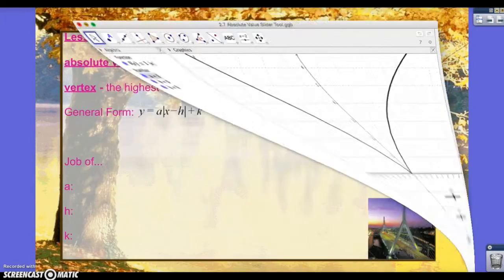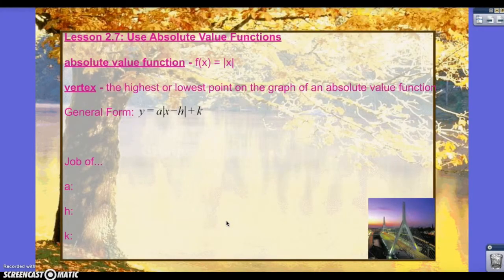All right, so let's start to fill out the notes here now that we saw the slider. Absolute value function, f of x equals absolute value of x. Vertex, the highest or lowest point on the graph of an absolute value function. And we saw that the vertex is like your x comma y or your h comma k. General form, y equals a, absolute value x minus h plus k. So here's my a, here's my h, here's my k.